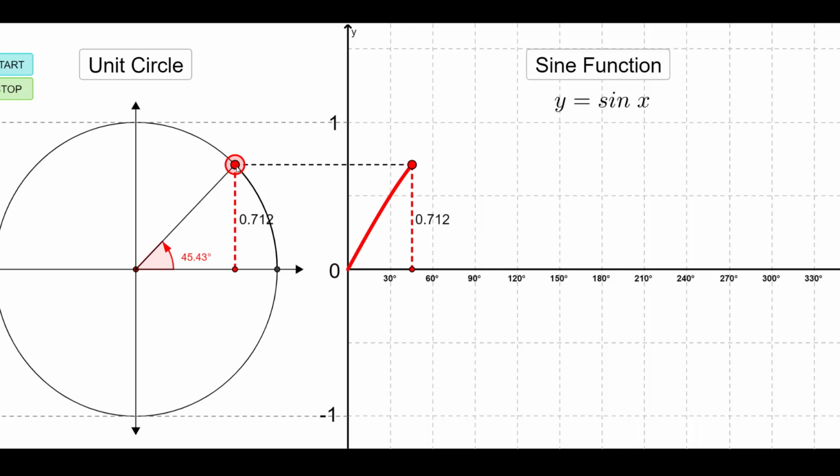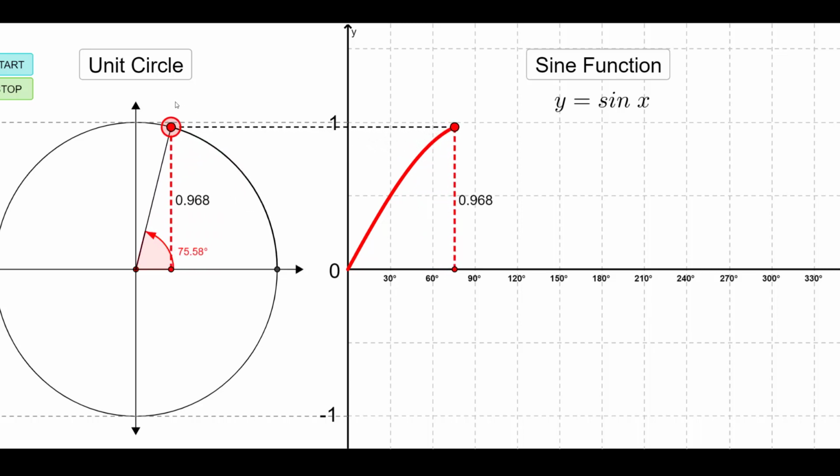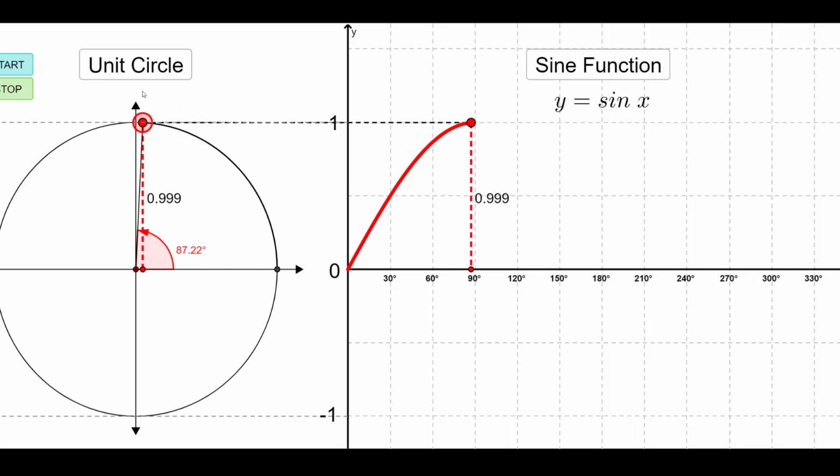Okay, if we keep increasing the angle slowly, up to 50, 60, 70, 80, 90, when the angle becomes 90 degrees, the top point on this circle, the value of the sine is maximum, because this is the length. There is no opposite side. This is the definition of sine 90 degrees. Sine 90 degrees is 1, and it is the maximum value of the sine function.